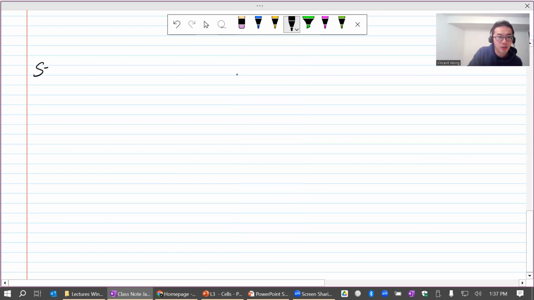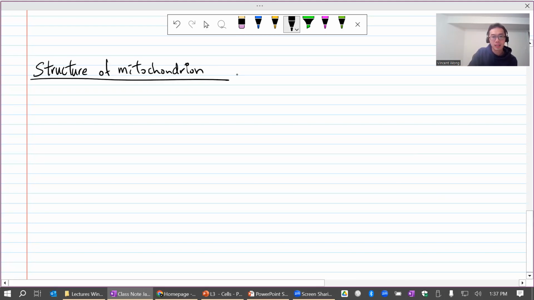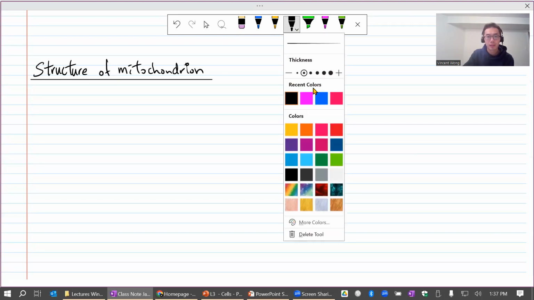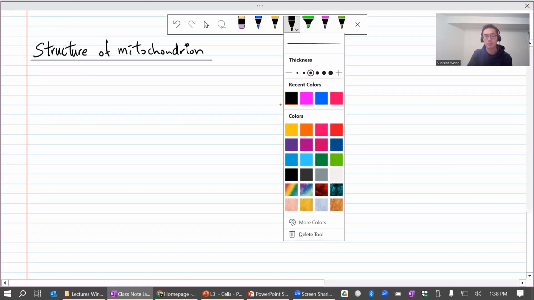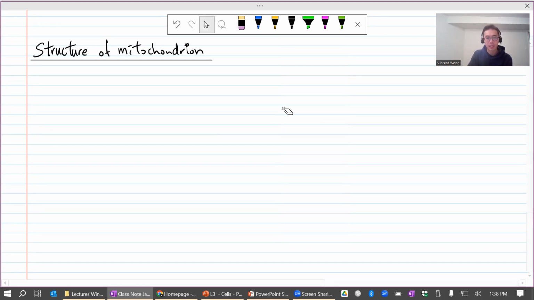I'm going to do a structure of mitochondria. Remember, ion is singular, ia is plural. So here we go. The reason we draw mitochondria and not other stuff is that we're going to come back to this in lecture 5. We're going to spend a lot of time talking about mitochondria in lecture 5, so we need to have a good understanding of what it looks like.